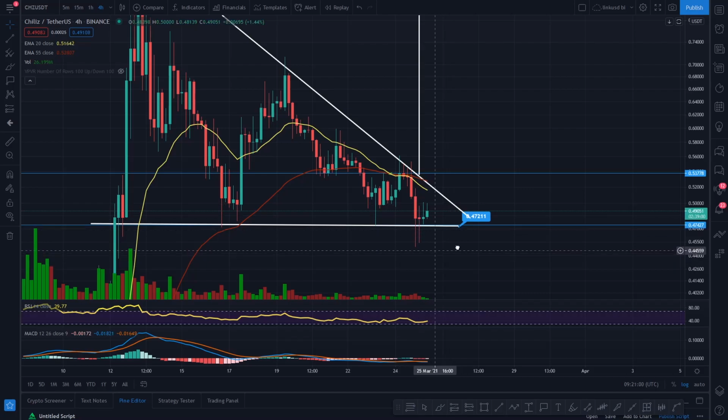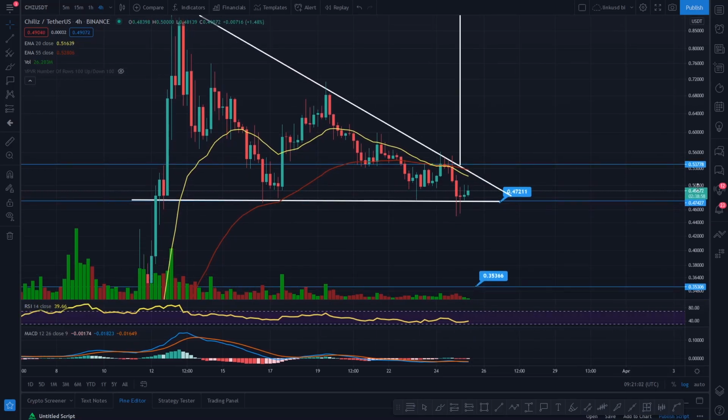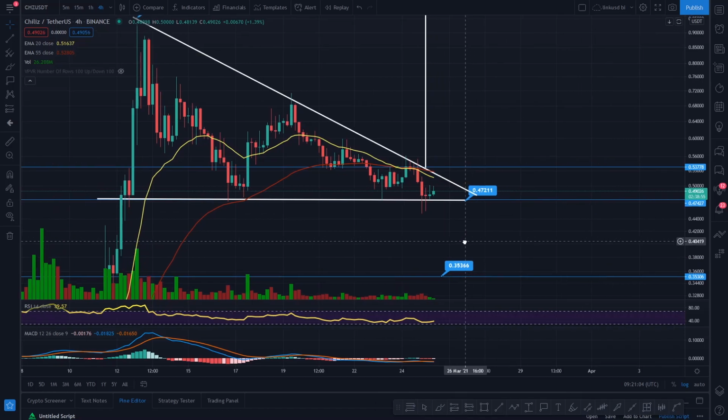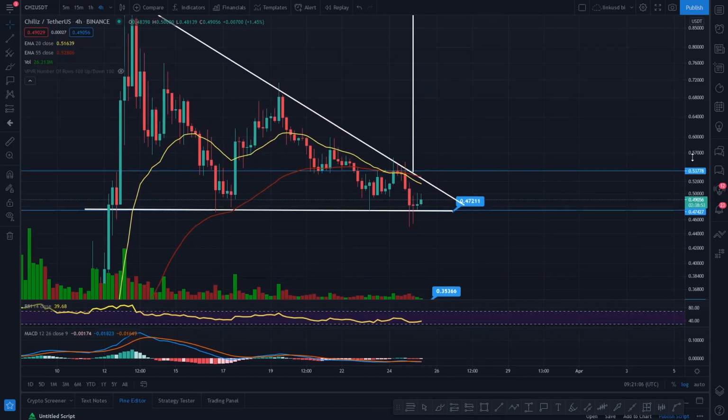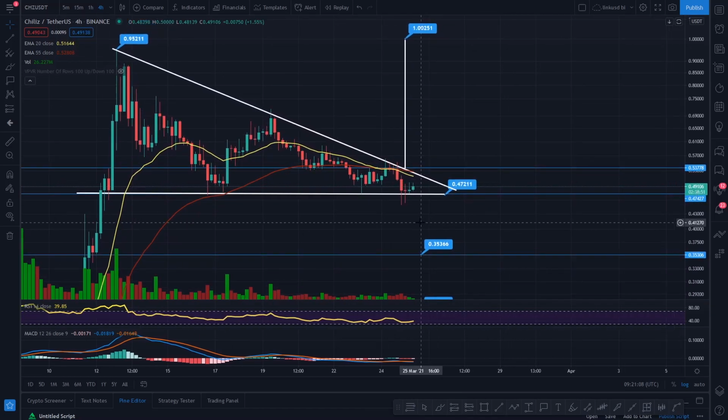Right now CHILIZ is finding a level of support. It's not going down without a fight, and that is good news for those of you that are involved in CHILIZ. We are finding this base, the support line of this descending triangle, as a really strong level of support. I know we're under the EMAs, but this line is acting really well, so you could still potentially see us push up and break out.